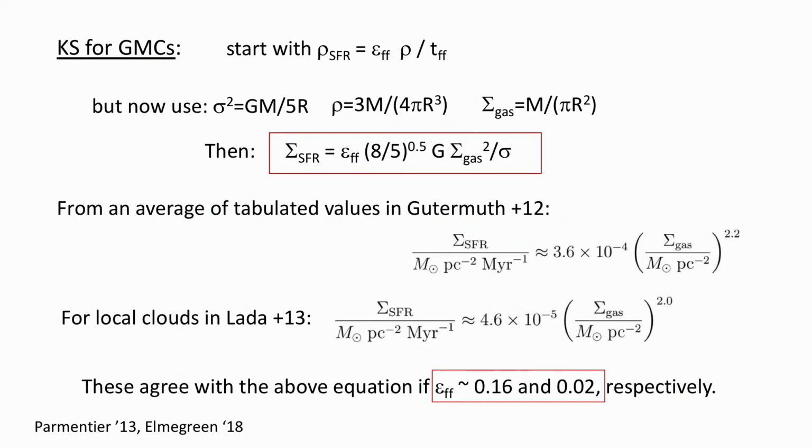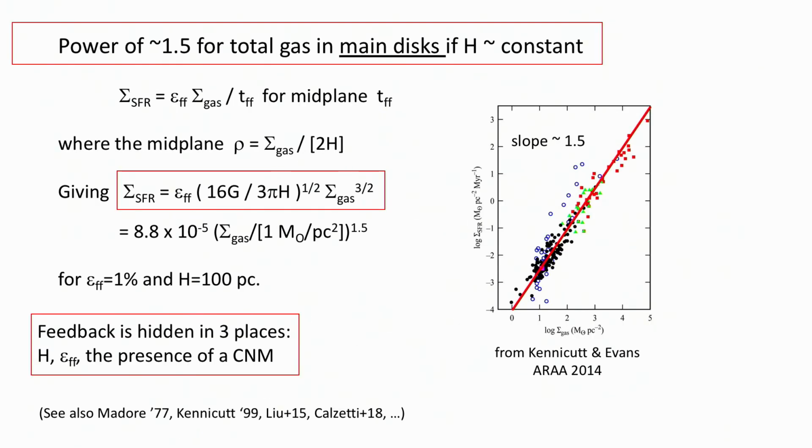Look the same as dwarf irregulars, because these are gravitating disks, and in the outer disk, gas dominates stars, and in dwarf irregulars, gas dominates stars. The gas thickness depends mostly on its own gravity. In main disks, start with the same dynamical model, the same efficiency, but now the scale height's about constant, so you end up with a 3/2 power, which converts to this numerically, which converts to that line, which fits right on top of the Kennicutt and Evans plot for a bunch of galaxies, assuming about 100 parsec thickness.